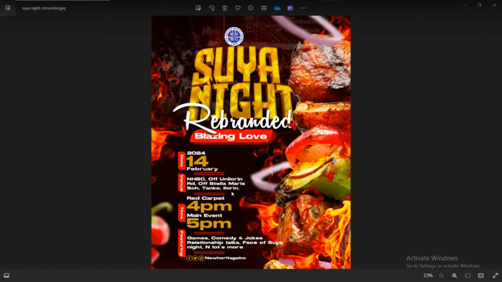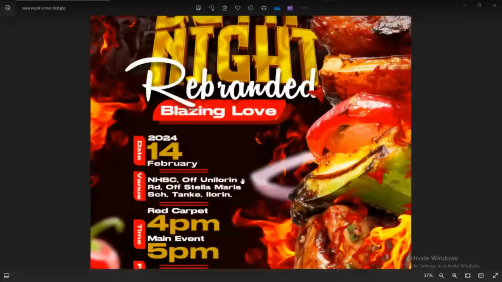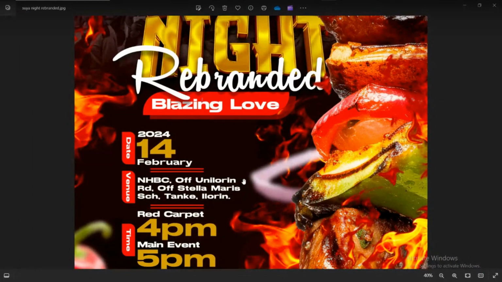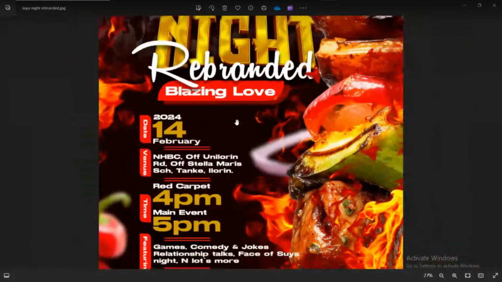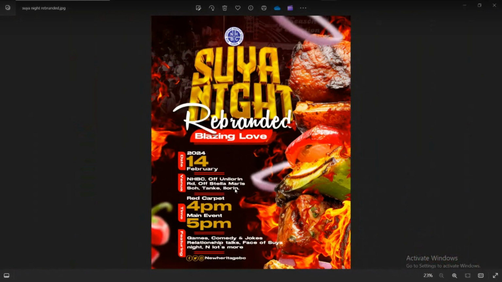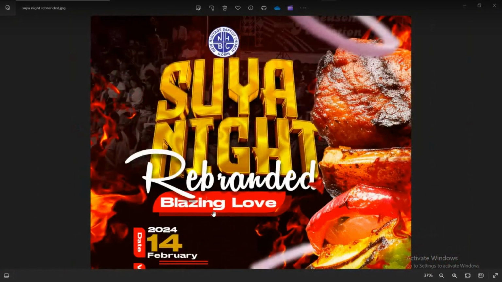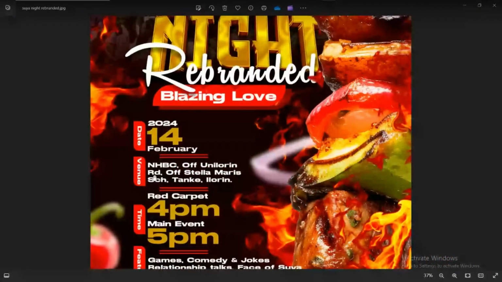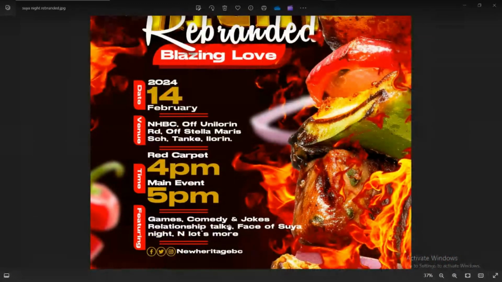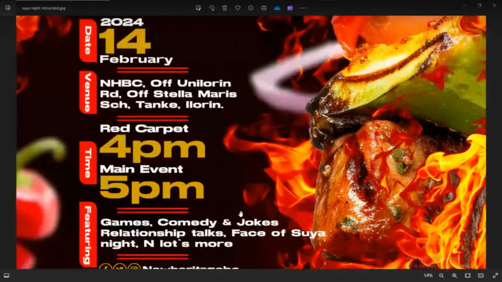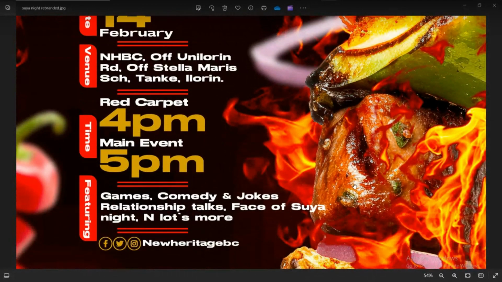Obviously, if every one of the details on this design is taking the same size, then it will just be rough. It will be very, very rough. Now you look at this design, and we can tell that, okay, yes, we have emphasis. The movement is actually very, very nice. Yes, the movement is nice. From Suya Night rebranded, Blazing Love, the date, the venue, the time, and what you're going to be doing there. You get? And you can see the suya too is looking amazing.